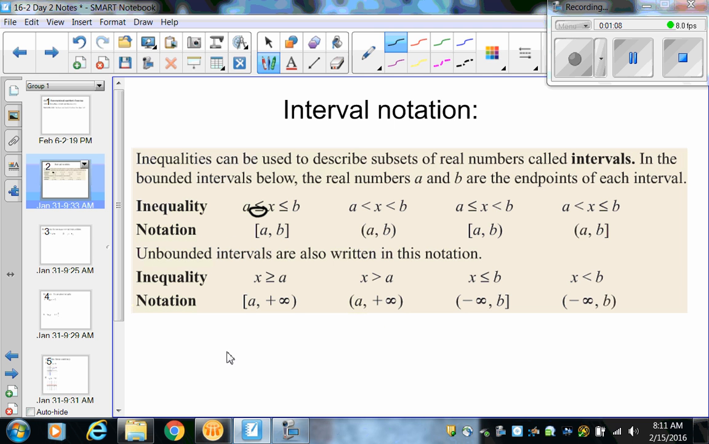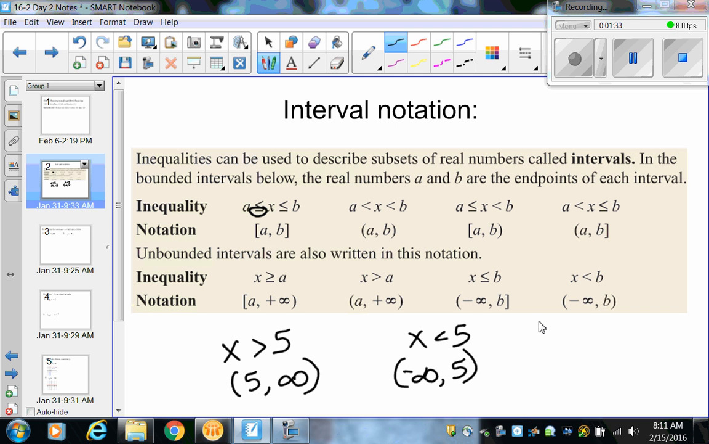So for example, if you want to say that your answer is x is greater than 5, then you would start at 5, it's not equal to it, and it would continue on and on to the right, which would be to positive infinity. If you were to say x is less than 5, then you would start at negative infinity and end at 5, but neither of them would be equal. If you were to say that x was greater than or equal to 5, then you would start at 5, but since it can equal 5, this would now be a bracket, and the infinity would still have a parenthesis.